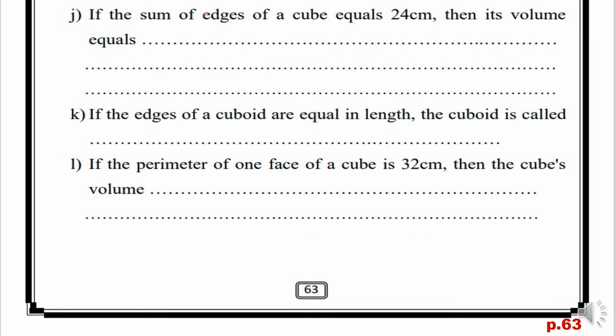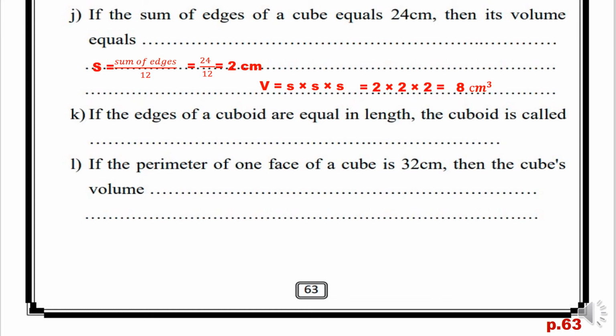Letter J. If the sum of edges of the cube equals 24 centimeters, then its volume equals... The volume of the cube is equal to side times side times side. Here I don't have the side, I have the sum of edges. To get the side from the sum of edges, it's equal to sum of edges over 12. So here the sum of edges is 24, 24 over 12 equals 2 centimeters. So the side is equal to 2 centimeters. The volume is equal to side times side times side, equal 2 times 2 times 2, equal 8 centimeter cube.